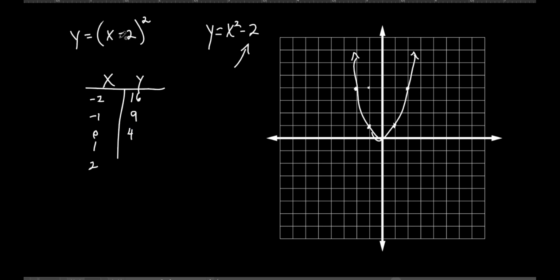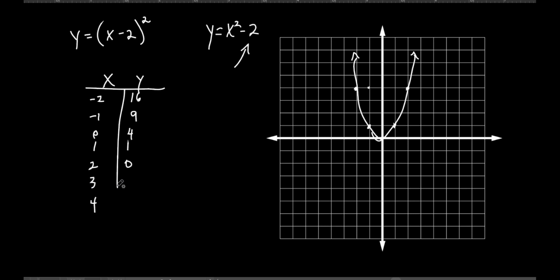Let's put a 2 in for this. 2 minus 2 is what? Squared? Is 0. Did I put a 1 in? I didn't put the 1. Let's put the 1. 1 minus 2 is? Negative 1 squared is? 1. Okay, put a 2 in. 2 minus 2 is? 0 squared is? 0. Since this goes really, really big here, let's put a couple more numbers down in here.